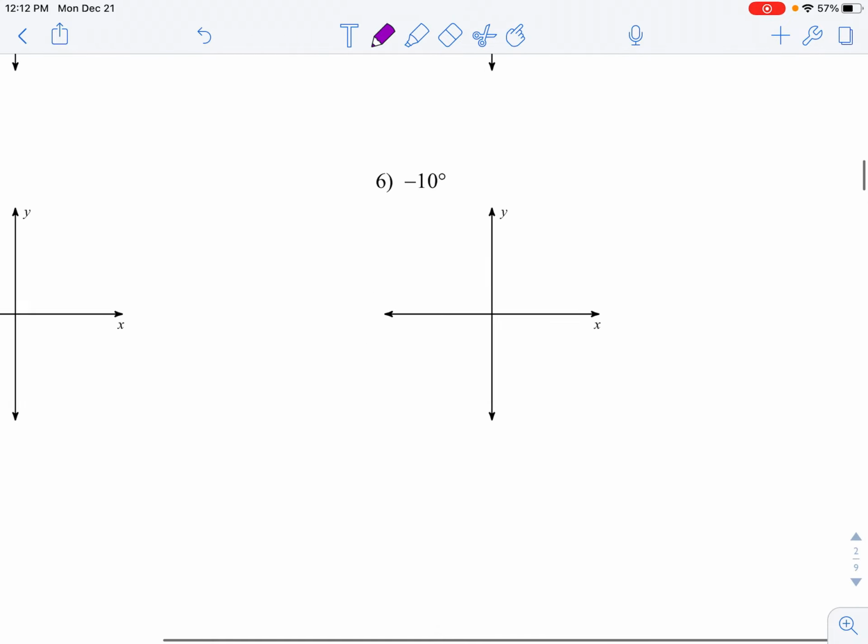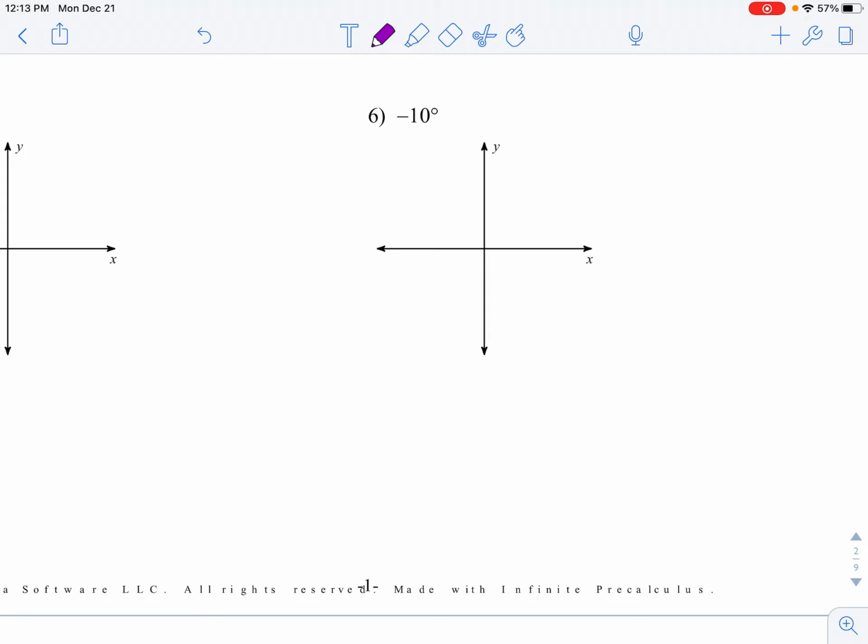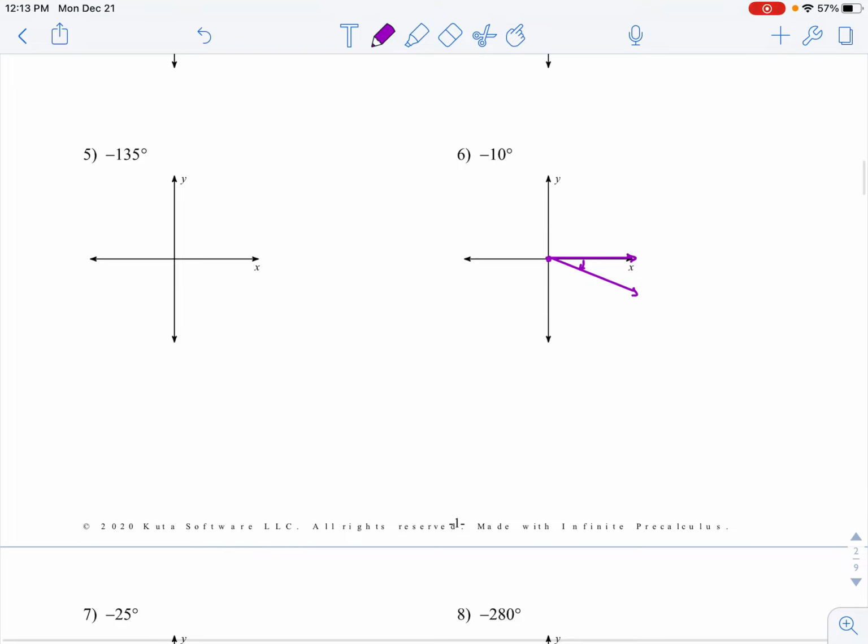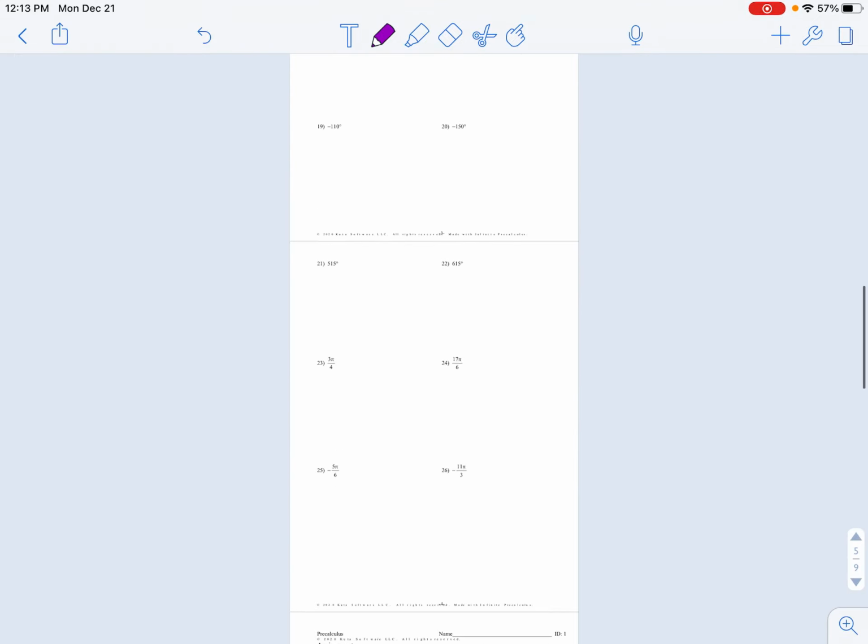Let's look at number 6, negative 10 degrees. Okay, so vertex here, initial side there, negative 10 degrees. 10 is very small, but I have to go downward in the negative direction. Of course, all the way to here would be negative 90. I don't want to go that far. So I'm just going to make a small sliver of an angle, and I'll call that negative 10 degrees. Let's see how I did on number 6.